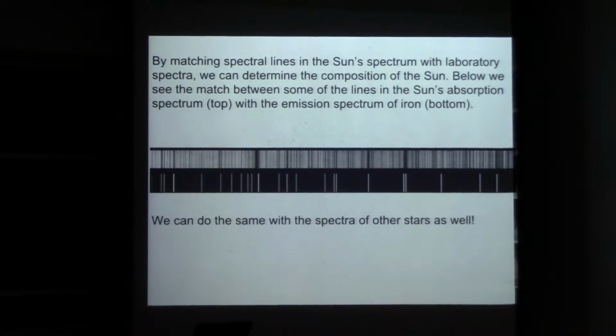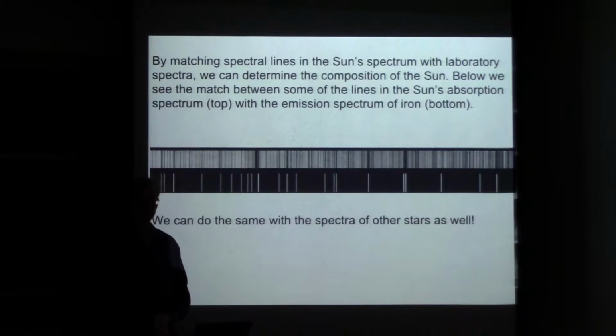So anyway, this is an example of doing it for iron. On the bottom is an emission line spectrum of iron. So you vaporize iron, heat it up to glow, get an emission line spectrum. You can match it up with absorption lines in the sun spectrum and say, aha, the sun contains gaseous iron, and gaseous praseodymium, and gaseous yttrium, and gaseous everything else.